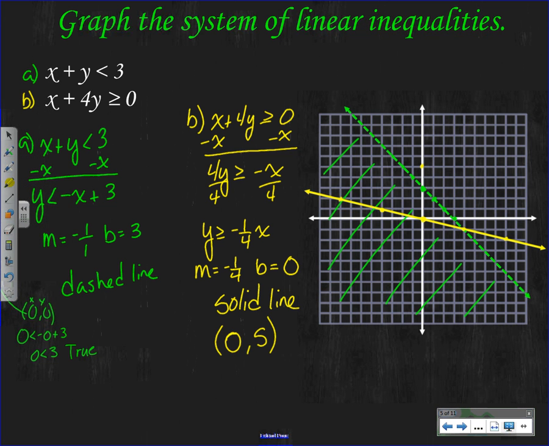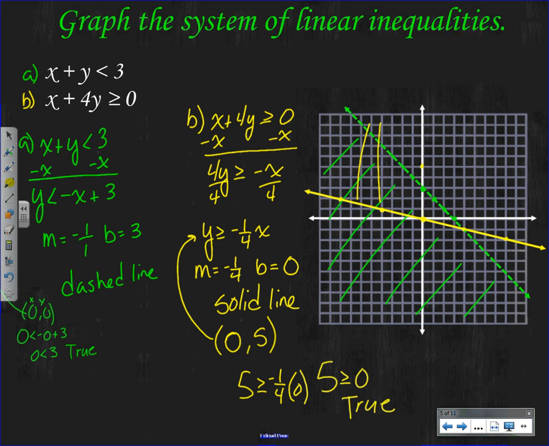Okay, and I'm going to plug it into my equation here. So I get 5 is greater than or equal to negative 1/4 times 0. Well, that is 5 is greater than or equal to 0. Is that true? Well, yeah, that's true. 5 is greater than 0. Awesome. So that means I'm going to shade where my point is. I know my point's up here, so it's above my yellow line. Okay, awesome.